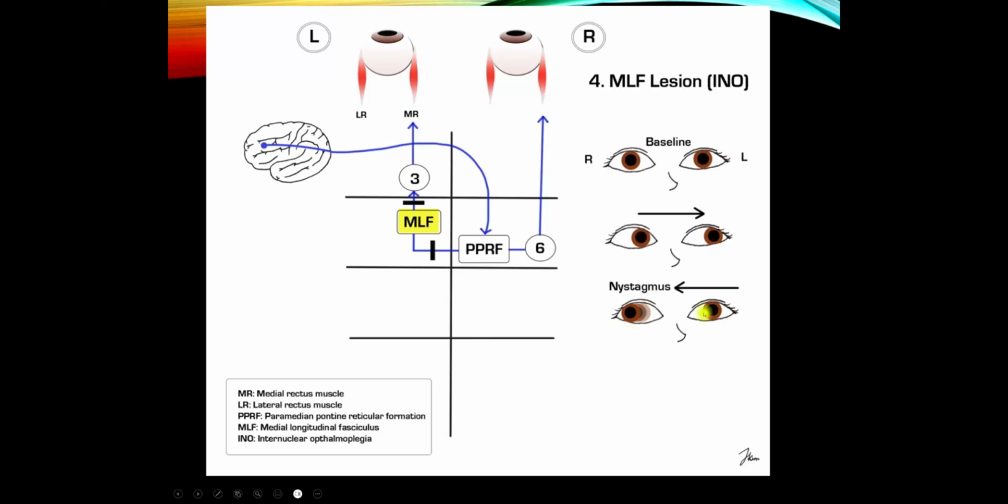Okay, so in fact, if you ever see nystagmus in one eye, the most common cause is an MLF lesion. And so this is called an internuclear ophthalmoplegia. Ophthalmoplegia, big word for an eye movement problem. It's internuclear because this MLF pathway is between these nuclear groups. So if you see this in a young person, you can be very confident that they have multiple sclerosis.